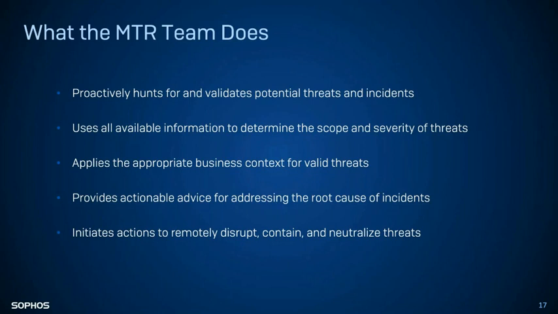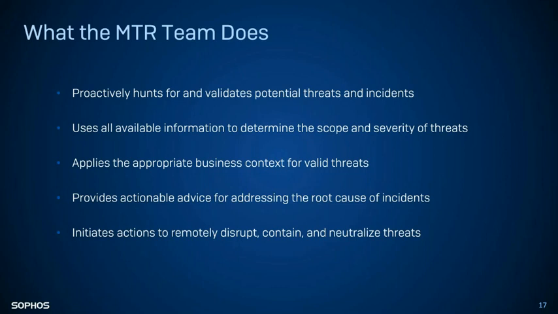What does the MTR team do? Very succinctly, again, Matt's going to go into some more detail, but just at the highest level, we're proactively hunting for and validating potential threats and incidents. We're then going to take all the information that we have at our disposal to determine the scope and severity of those threats. We're going to apply the appropriate business context for valid threats. This is an important one. Our analysts, again, human beings, can think about why an attacker is going after this particular asset, or why an attacker is targeting this particular user. This context is important for being able to prioritize and respond to these types of threats. It's something that only a human being can do today.